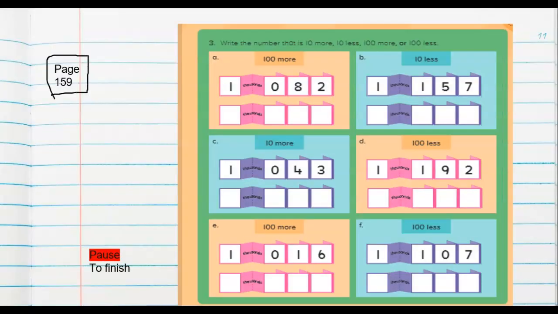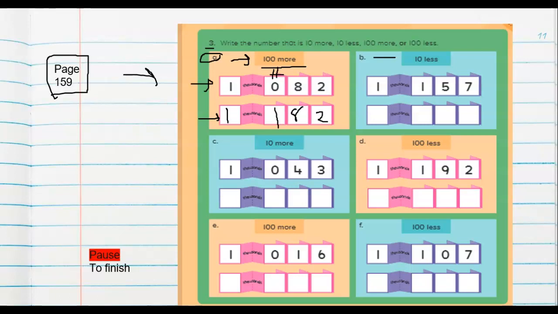All right, so we're going to look at page 159. You are going to do 3, which says write the number that is 10 more, 10 less, 100 more, or 100 less. So you're going to be looking here. Let's look at A. All right, so this says 100 more. So that means I'm going to make this number right here, 1,082, 100 more. How do I do that? I look at the hundreds place and add 1. So this is 0, so if I add 1, it becomes a what? A 1, and then I say that's still 1,182. So this is saying that 1,182 is 100 more than 1,082.